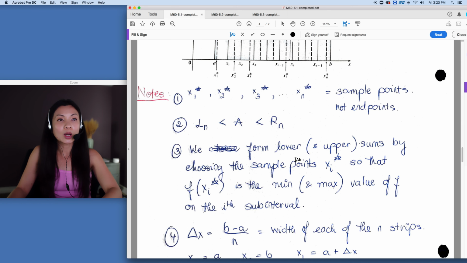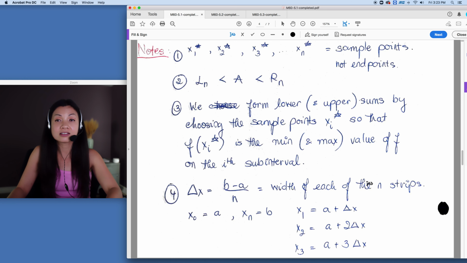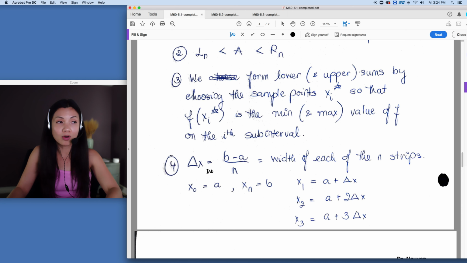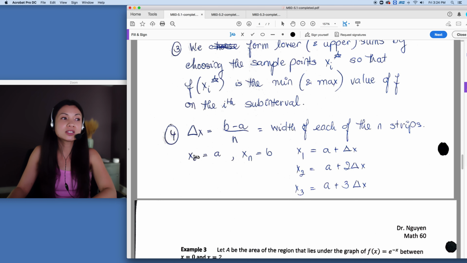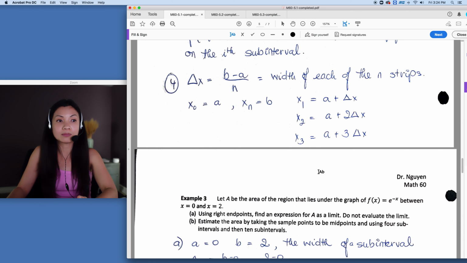We form lower and upper sums by choosing the sample points so that the function f(xi*) is the minimum and the maximum values of f on the ith subinterval. And then, we have something called delta x. Delta x is defined by (b minus a) over n, which is the width of each of the n strips. Then I'm just calculating x1, x2, x3. x1 is a plus delta x, so x2 has to be a plus 2 delta x, and so on. Okay. So let's try one example.